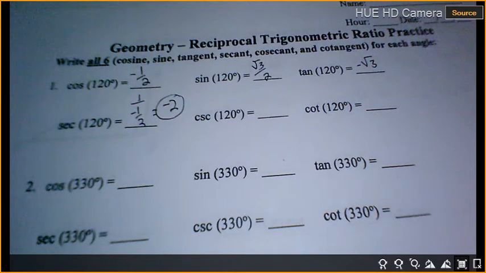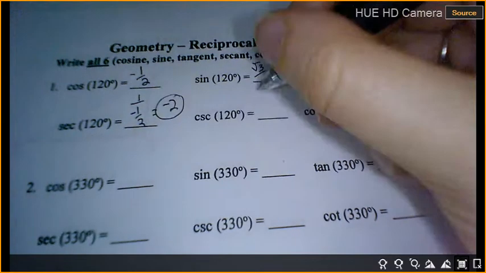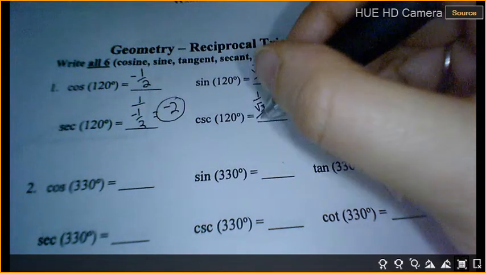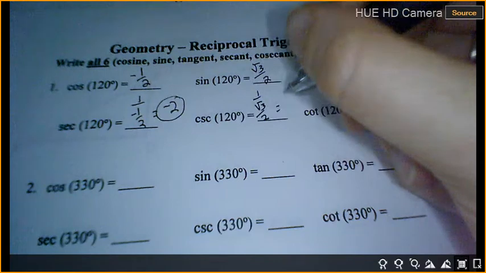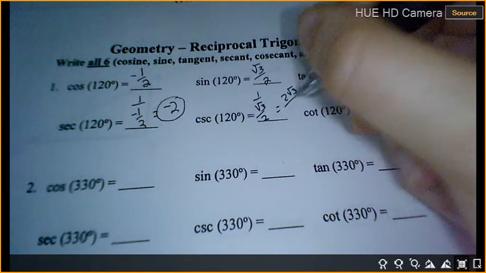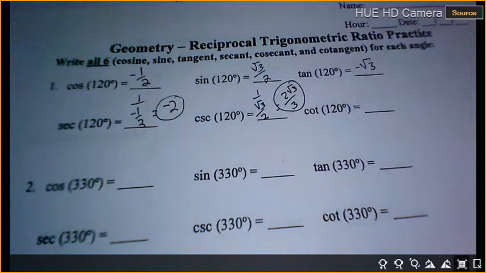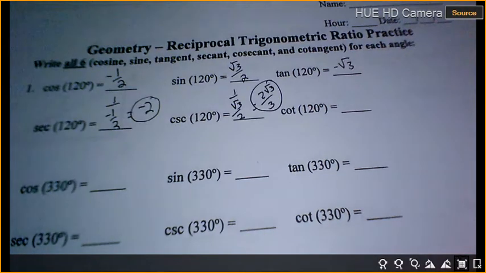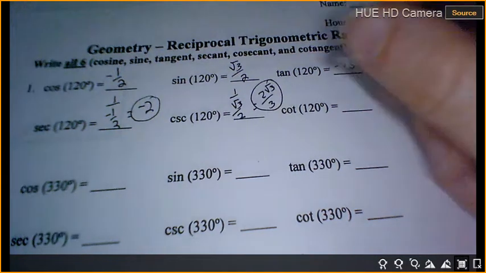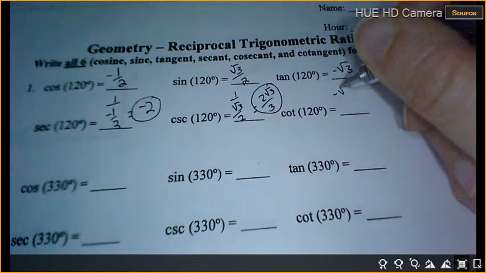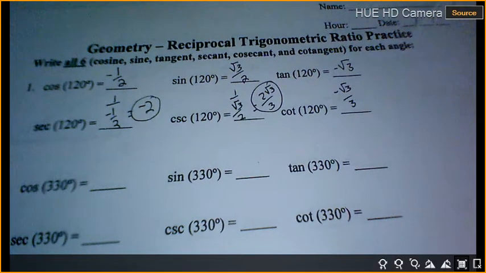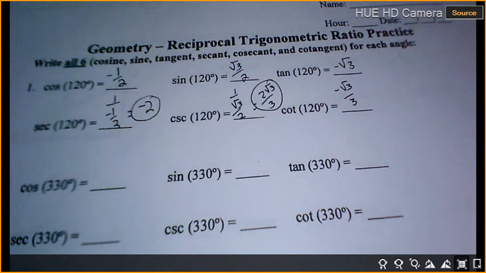So we're going to have 1 over the √3/2, which ends up being 2√3/3. Then cotangent is -√3/3, because it's √3/2 over -1/2. Anybody have a question about any of those?